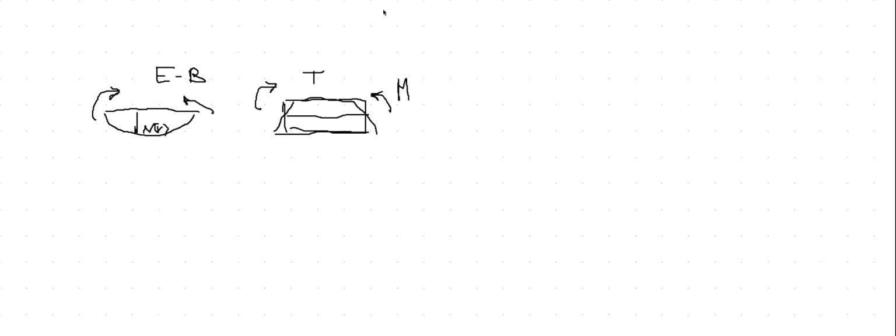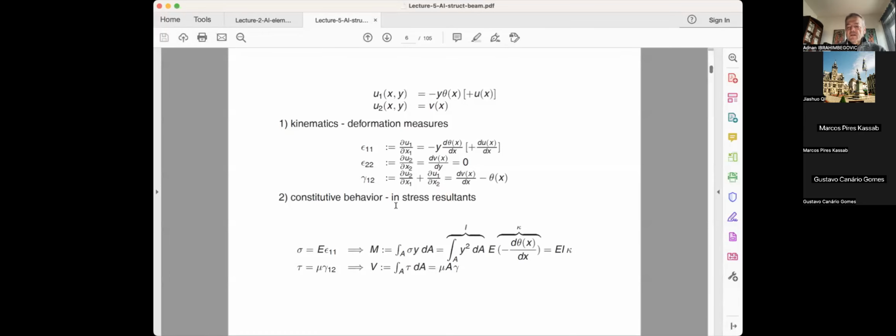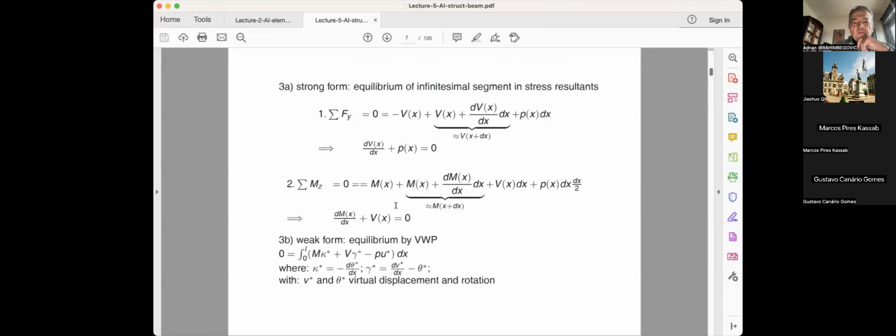And if you have a shear force, putting shearing on this thing, you have a shear force on one side and a shear force on the other side. This is your V. You can say that the shearing will actually produce something like that, and you have dV dx entering there and giving you the shear. So this is the type of strain measures that are typical of this Timoshenko beam.